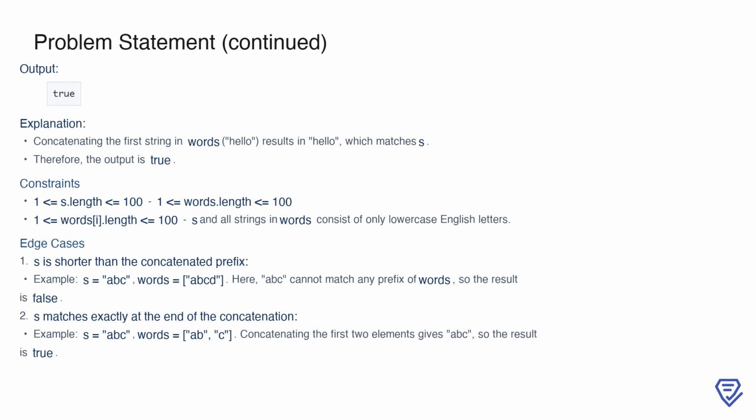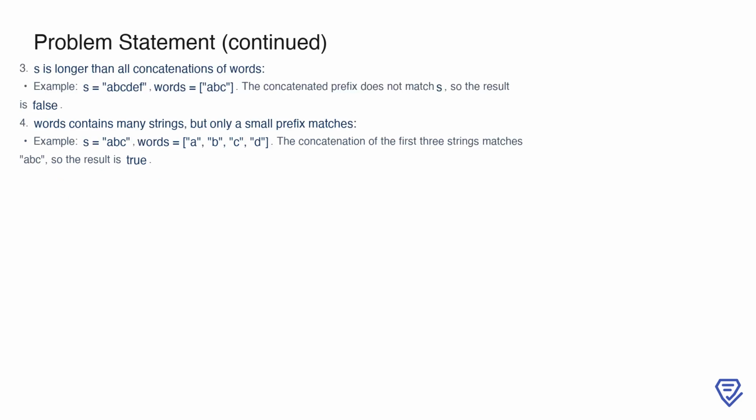In another example, let S be "hello" and words be ["hello", "world"]. Here, the first string in words is "hello", which directly matches S. Since S can be formed by taking just the first string from words, the prefix condition is satisfied, and we return true. This case highlights that even a single string from words can qualify as a valid prefix, as long as it matches S. Now, let's consider some edge cases.